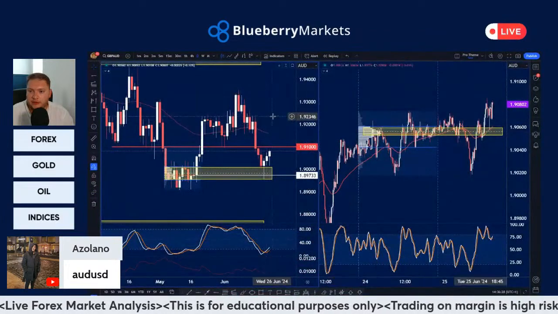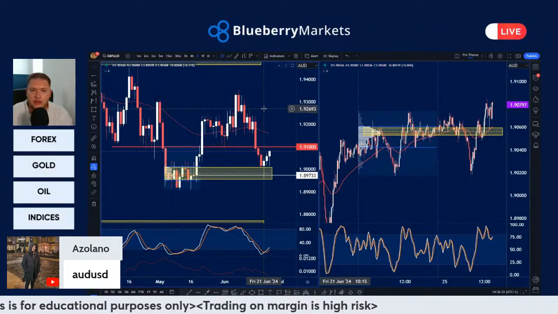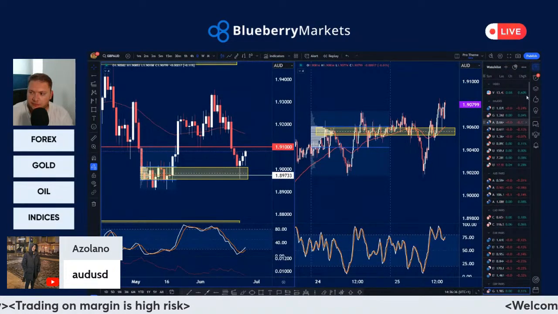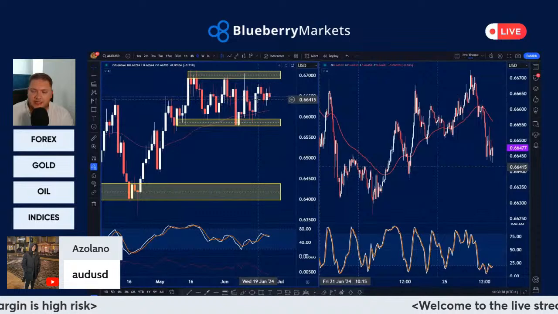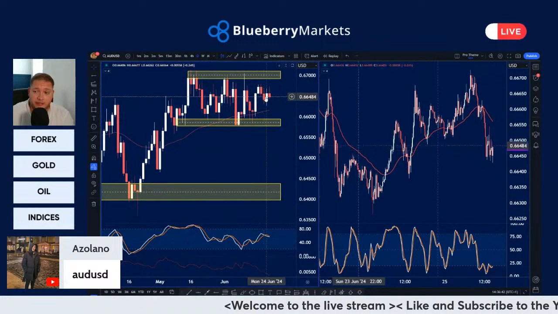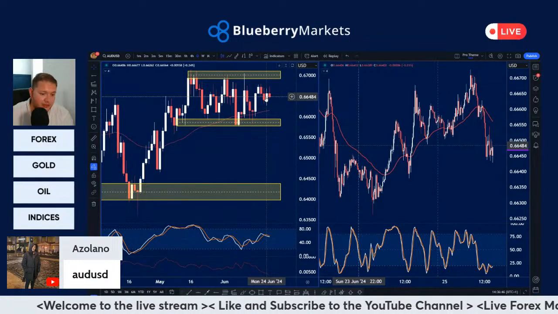So let's have a little look at Euro US dollar. But yeah, hopefully that explained a lot, Ozolano. You can look at Aussie US dollar, but understand the condition of the market. It's in a range. Does that mean that you shouldn't trade it? No. Just understand that market is there. But if you're a trend trader, maybe you want to go and look at the Aussie strength against weaker currencies.